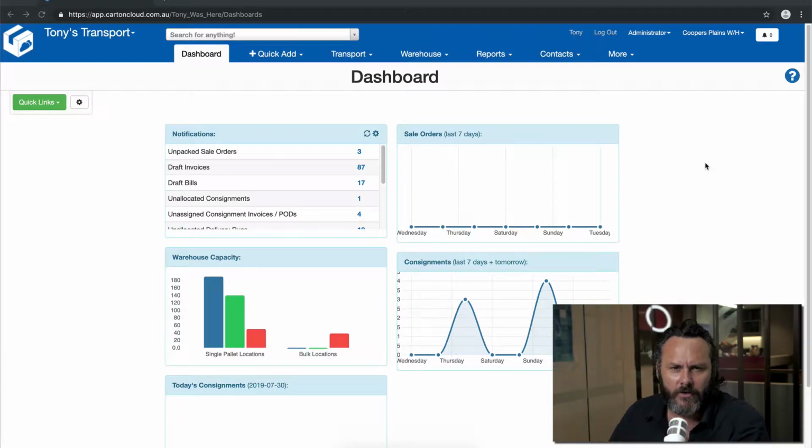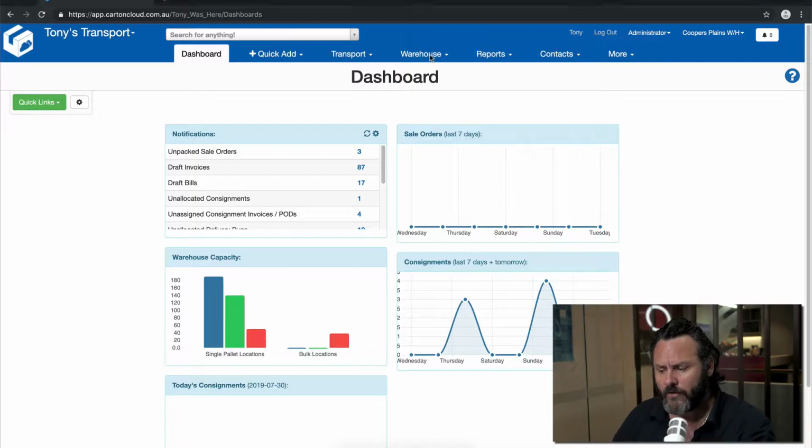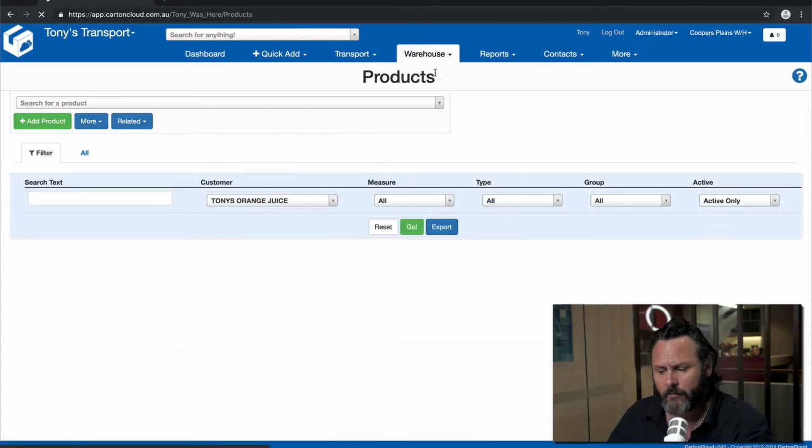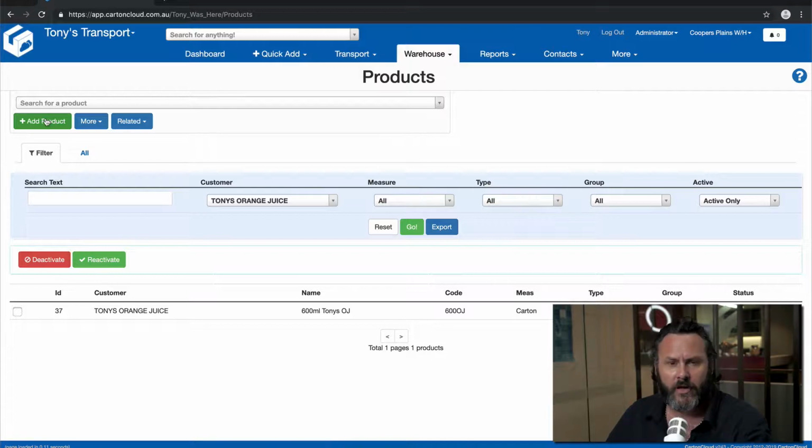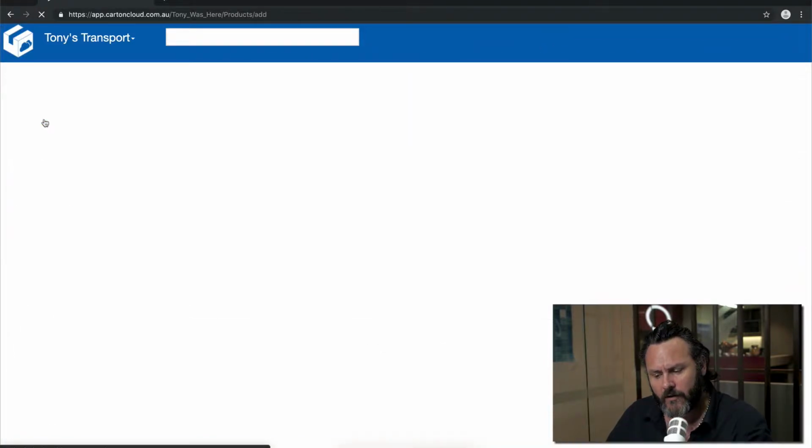Entering products in CartonCloud. Generally, when we have a fresh tenancy and we're adding in a new customer, what we would do is we'd add in the first product or maybe even the first two products in manually. Now what I mean by manually is you would go into Warehouse, you would click on Products, and you would add a product by hitting the green button here.